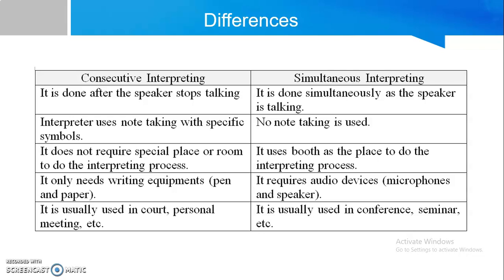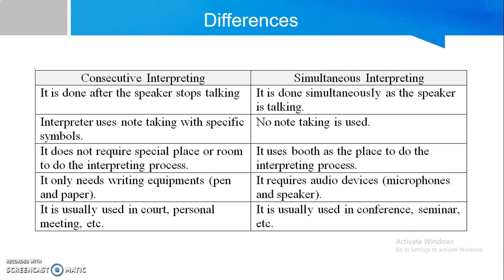The third is that consecutive interpreting doesn't require a specific place or room to do the interpreting process. But simultaneous interpreting requires a booth or place to do the interpreting process. So commonly in simultaneous interpreting, the interpreters are put in a specific room or in a specific place. It is called a booth.